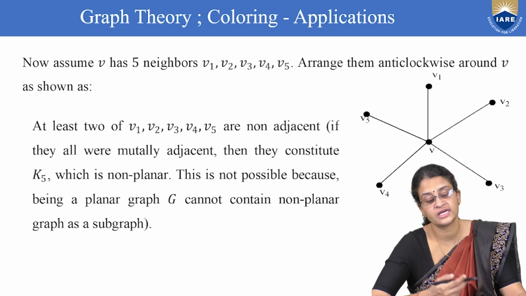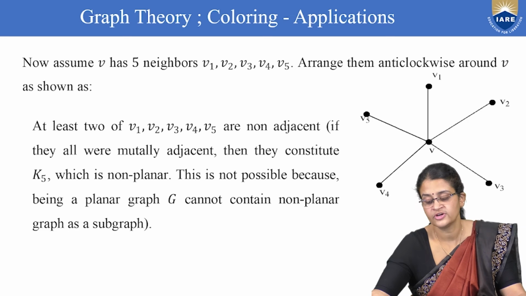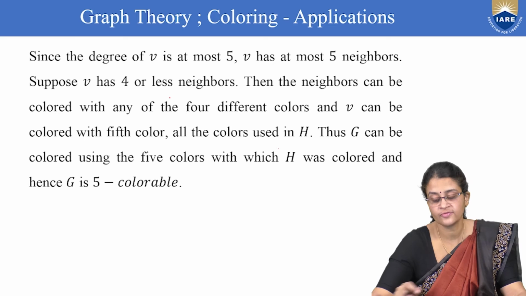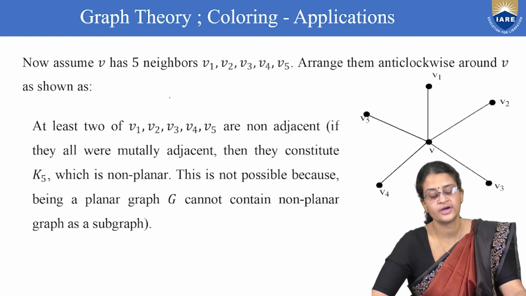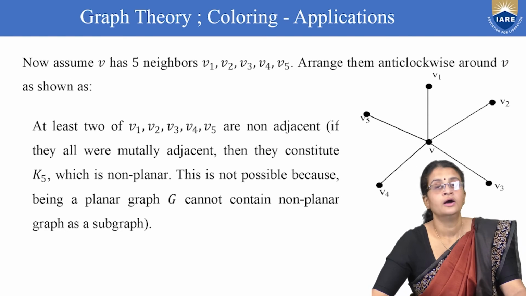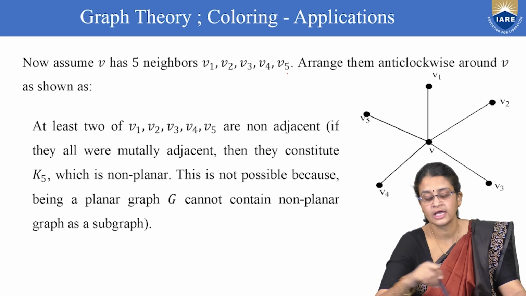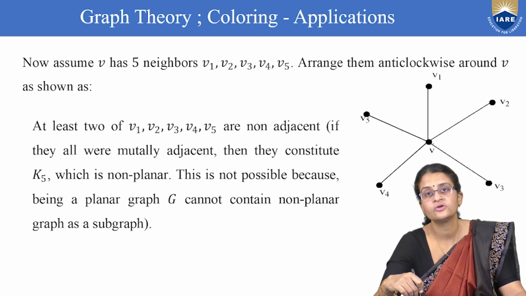So, now assume that G has 5 neighbors. First, we have assumed that G has 4 or fewer neighbors. Now we are going to see what happens if G has 5 neighbors. Let the neighbors be V1, V2, etc., V5. Arrange them anti-clockwise around V as shown.